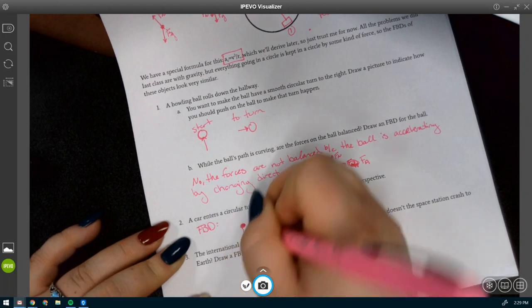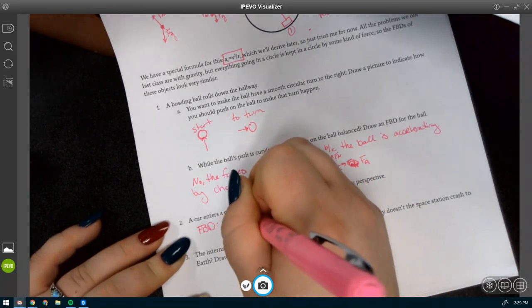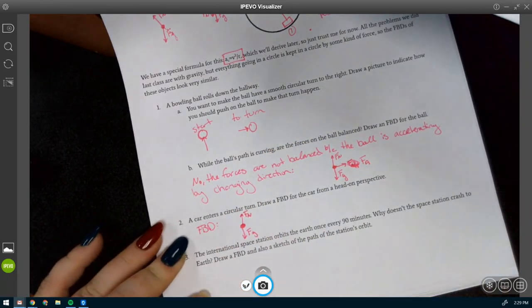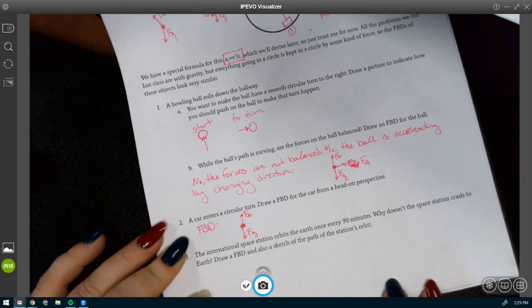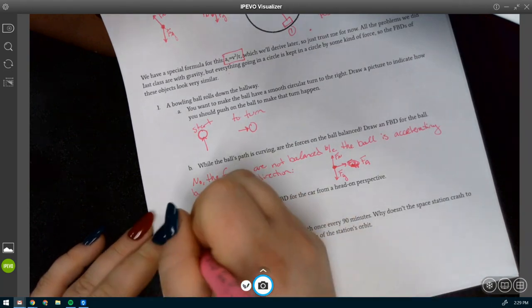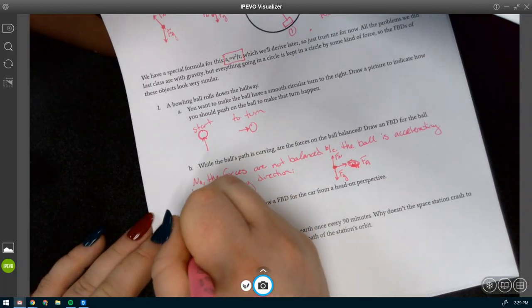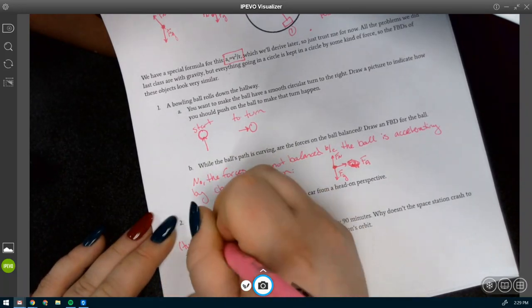So we've got the force of gravity that keeps it anchored to the earth. We've got the normal force that keeps it from falling into the earth. Those should be parallel to each other. It doesn't say which way you want it to turn. Turn right? So I'm going to add a note, turning right.